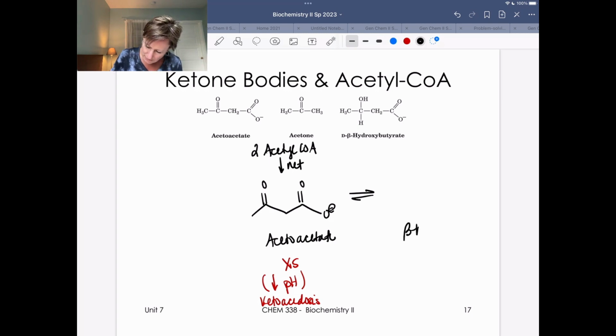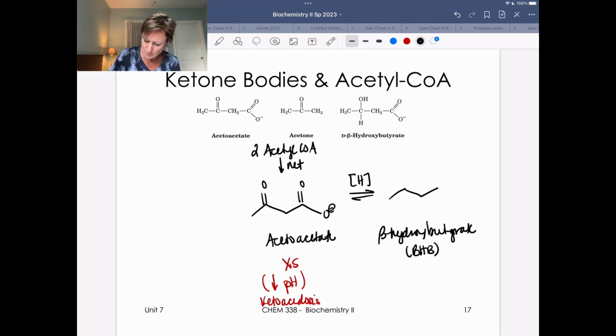A ketone body that you might hear a lot about is beta-hydroxybutyrate, BHB. This is basically just the reduced version of this. So if we reduce it, we essentially get beta-hydroxybutyrate here, which reduces that ketone to an alcohol. So acetoacetate and beta-hydroxybutyrate are interconvertible by redox chemistry. So that's what this is. This is really redox chemistry.